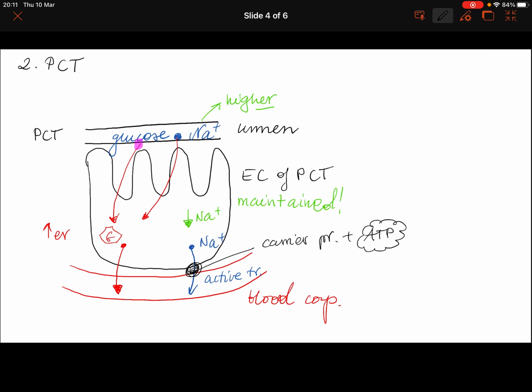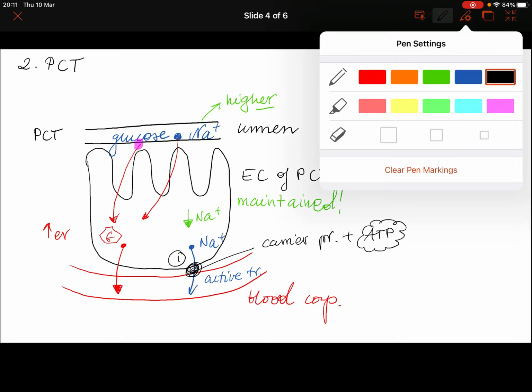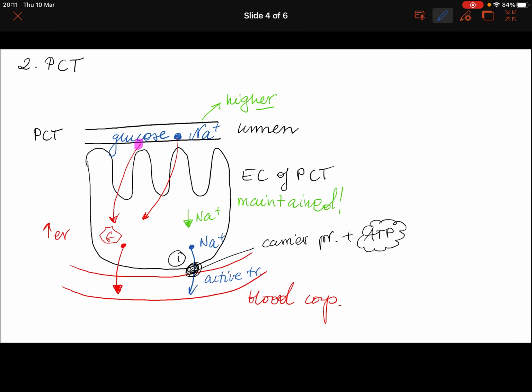This active transport of the sodium ions from the epithelial cell into the blood allows us to maintain the concentration gradient of the sodium ions, because now in the epithelial cell, compared to the lumen, we've got a lower concentration of sodium ions than in the lumen. Hence, co-transport of glucose and sodium ions is allowed.